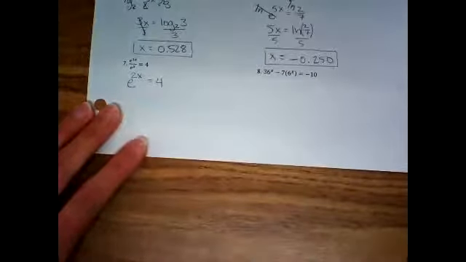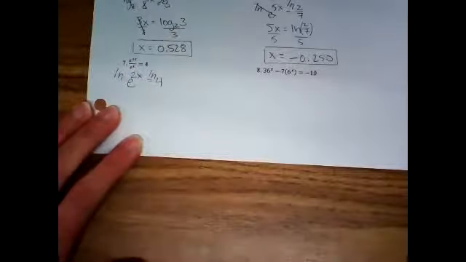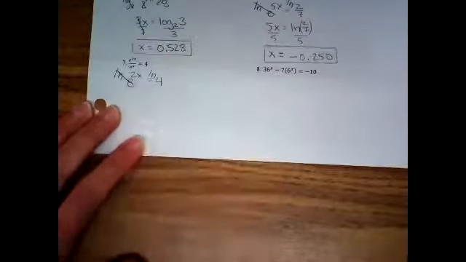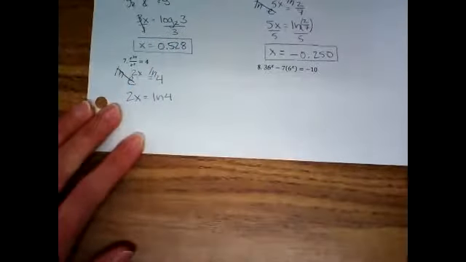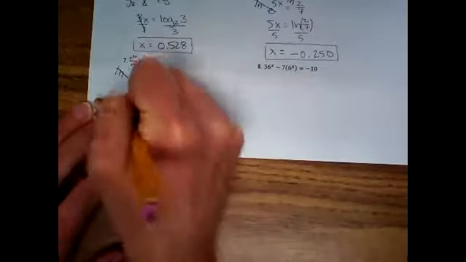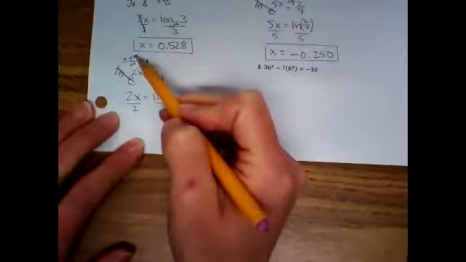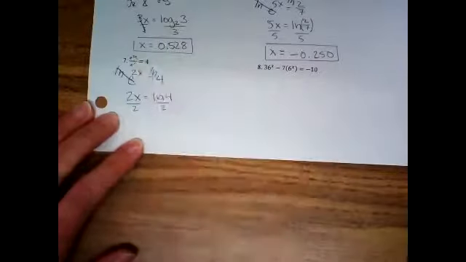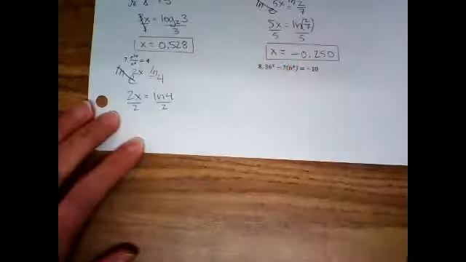Oh, now it's a lot like the problem we just finished. What would you do to both sides? ln, good. ln both sides. ln and e cancel. You'll have 2x equals ln of 4. And then divide by 2. Yes, ma'am. Right, so whenever you're dividing, you subtract the exponents. So we subtracted these. So 3x minus 1x, we got 2x.